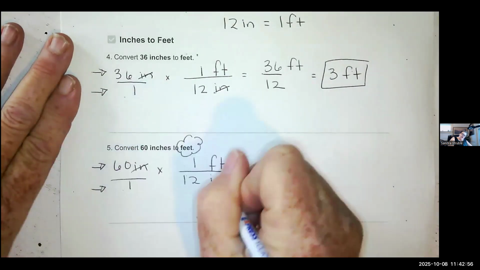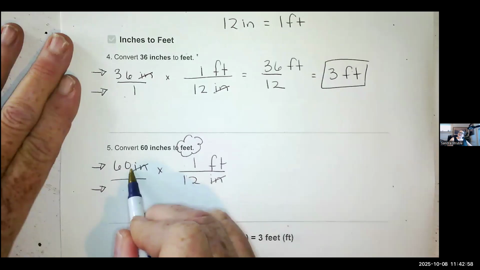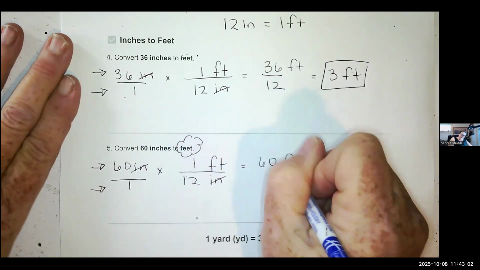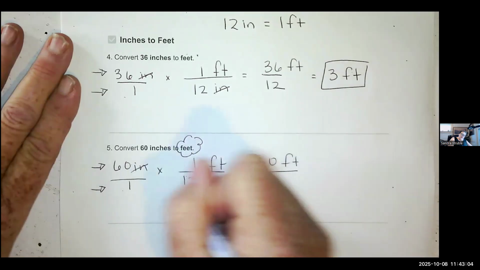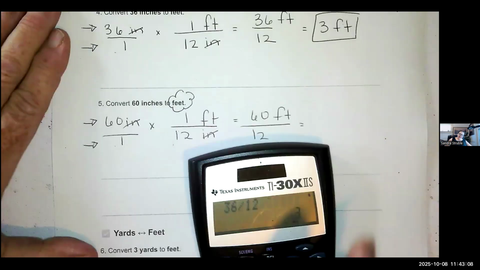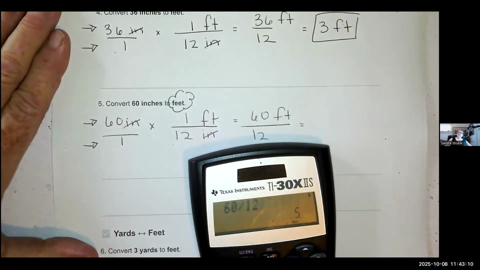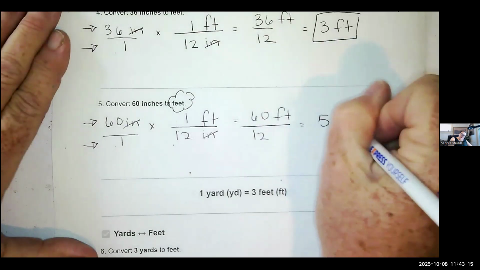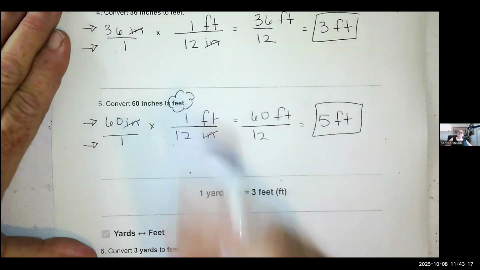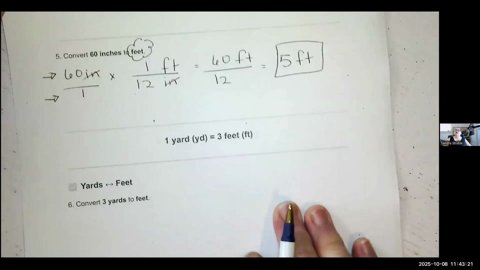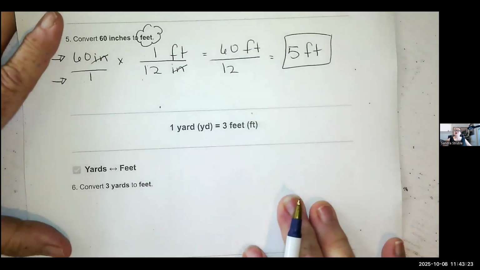When we do that, inches is reduced. We've got 60 times 1 is 60. Don't forget your feet. Over 1 times 12 is 12. Now let's reduce this. 60 divided by 12 is 5. So our answer is 5 feet. 5 feet is equivalent to 60 inches. Well, that was inches and feet. So now you've got all the support for that part of your homework.